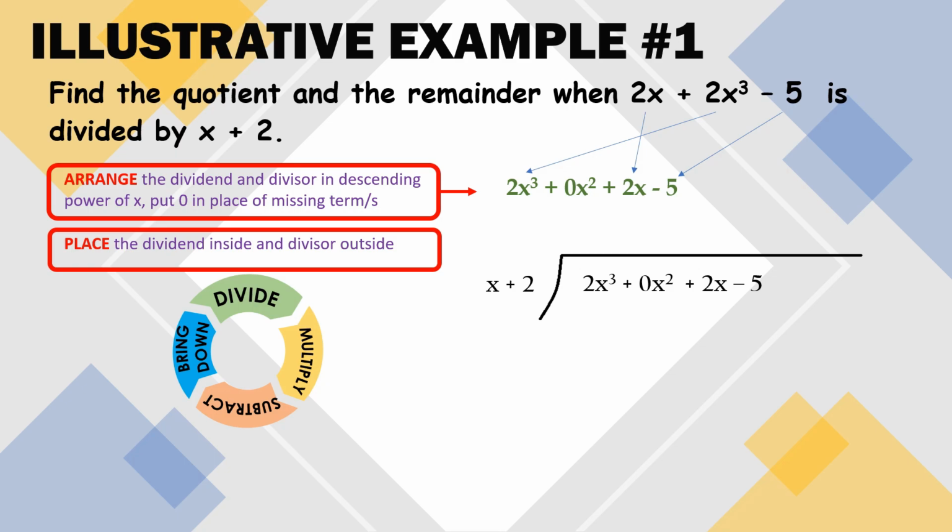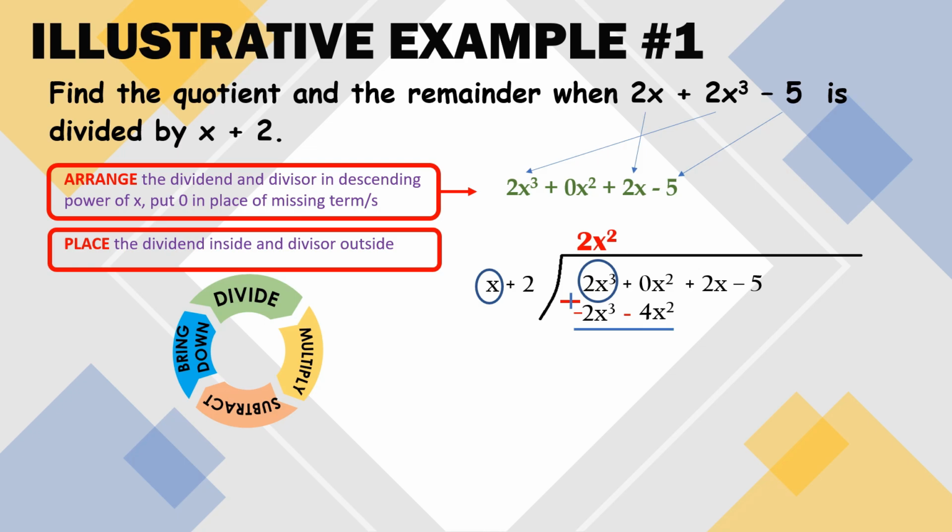So we're going to start with the divide, dividing the leading terms of your polynomial. So we will have 2x cubed divided by x, and that will give us 2x squared. After the divide, we multiply. So we multiply 2x squared times x plus 2. That will give us 2x squared times x is 2x cubed. 2x squared times 2 is 4x squared. Then after multiply, we subtract. So since we are subtracting terms on your polynomial, we have to change the sign of the subtrahend, then proceed to addition.